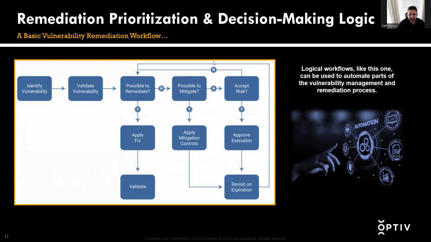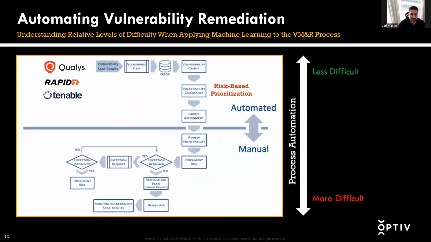So this flow is just to demonstrate the logic that can be built into a machine learning algorithm. And it's as simple as starting with something like this. Then, of course, there's a lot of permutations of this basic workflow that can be evolved, but this is the initial steps. Taking that a bit further, here's another model that shows where things could be automated.